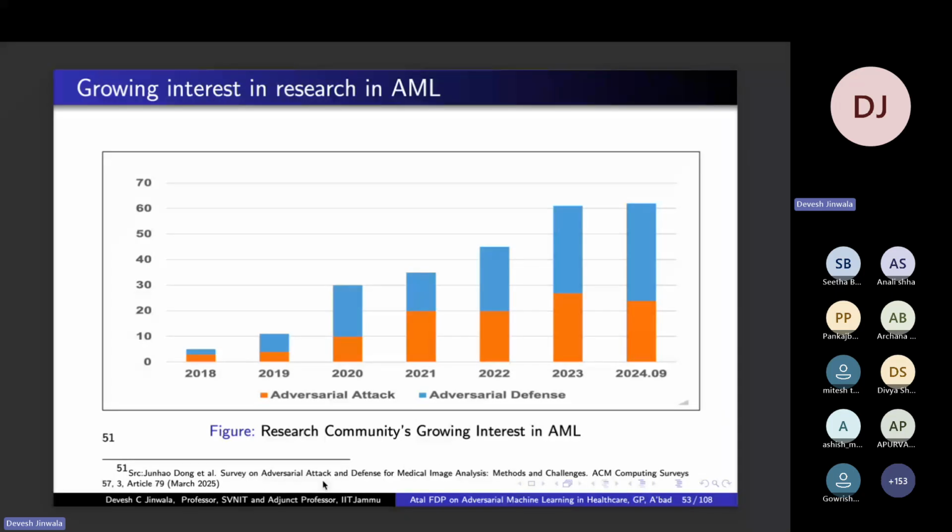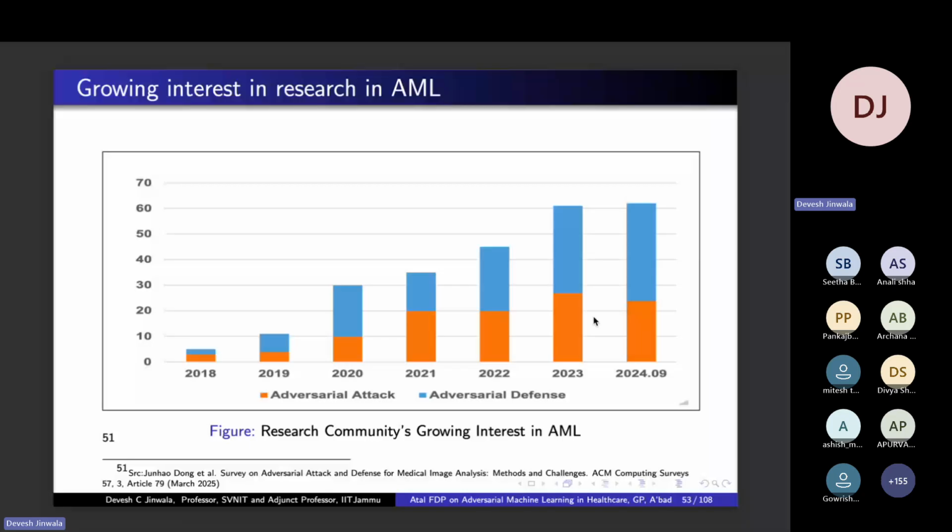So that's what you see here. The survey on adversarial attack and defense for medical image analysis. I am using this paper. It appears in a very renowned journal, ACM Computing Surveys. The paper is also relatively recent, March 2025. But what it shows is the growing interest in the community. So starting from 2018, the number of papers which talked about either adversarial attack or adversarial defense, that is growing. You may observe here that perhaps the ways to attack is now decreasing, because researchers also would be studying the adversarial capabilities.